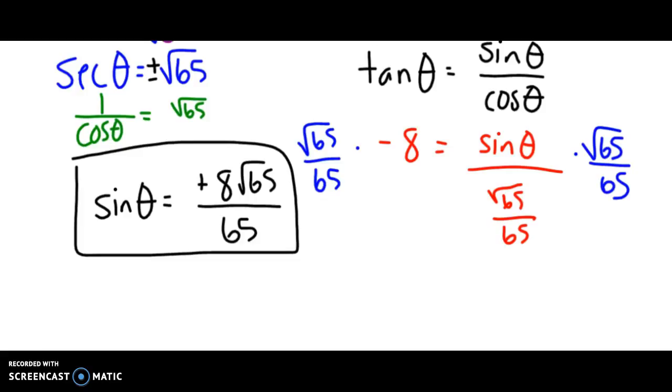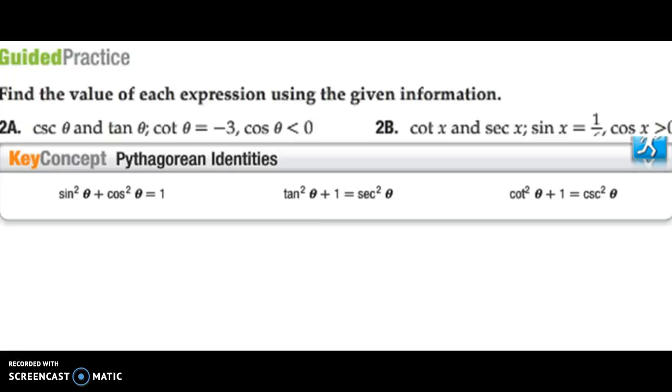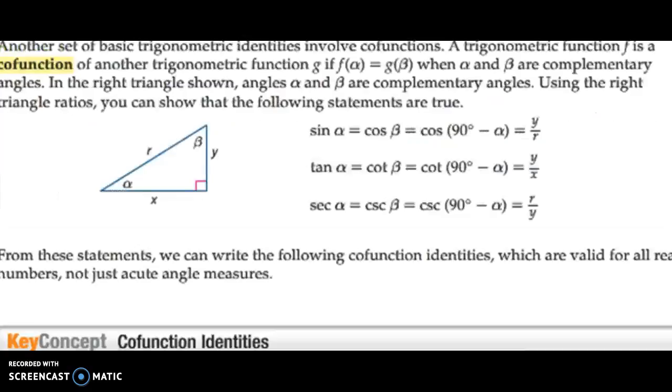And we could check our answers if we wanted to, but for the sake of time, we will not. Here's some guided practice. You can try these as well. Again, here are the Pythagorean identities.